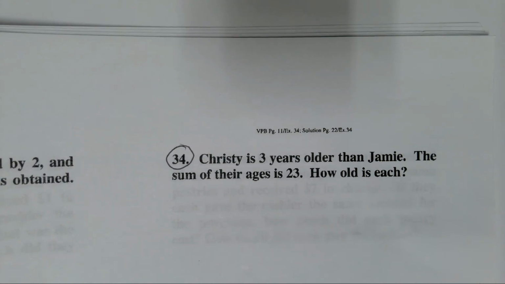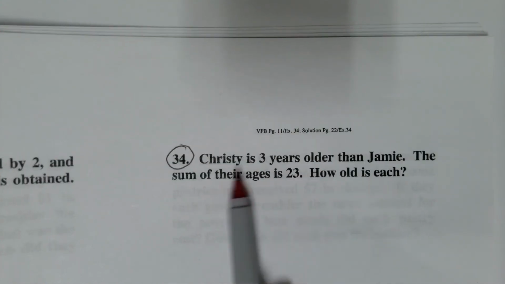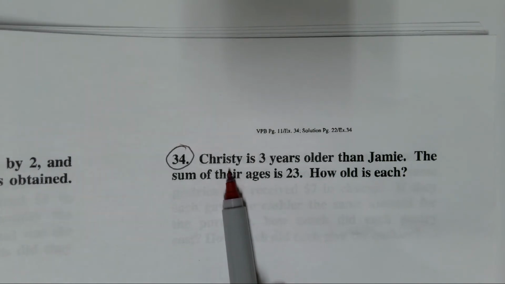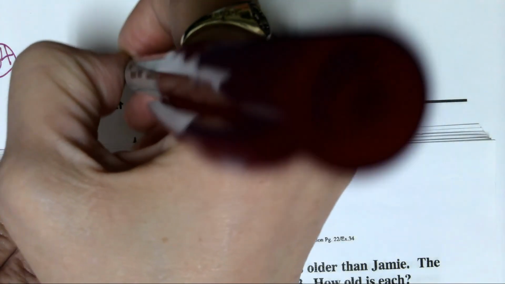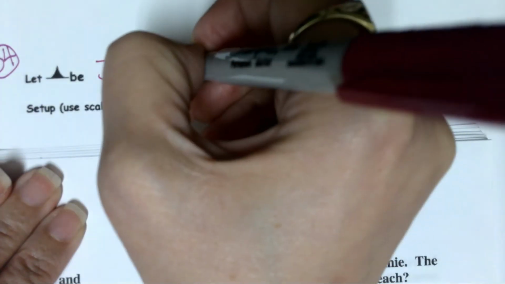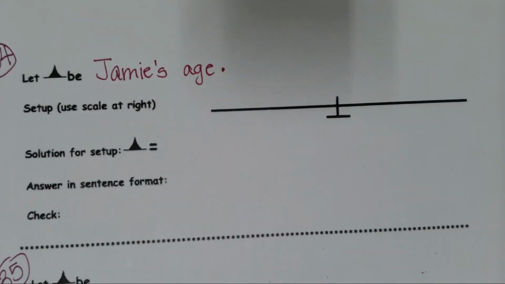When we do these age problems, we're going to be basing off of at least two different people. And we have to figure out which person is the base or the starting point. So in this case where it says Christy is 3 years older than Jamie, we have to know Jamie's age in order to find Christy's age. So when we go to set up, let pawn be Jamie's age. Because that's our starting point. We have to know Jamie's age in order to find Christy's age.